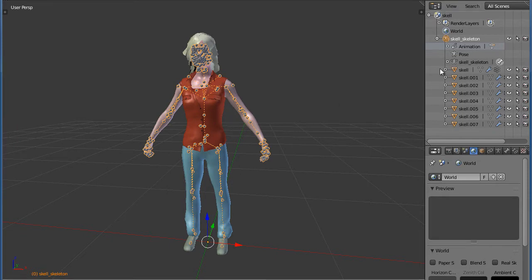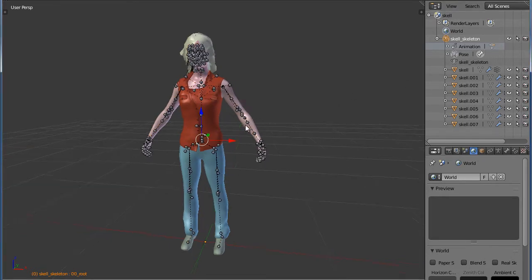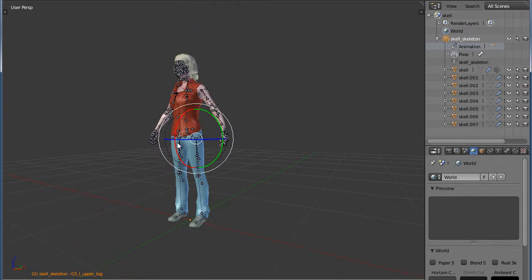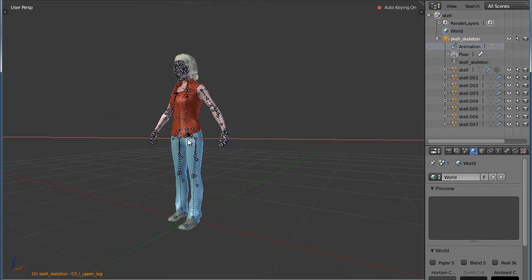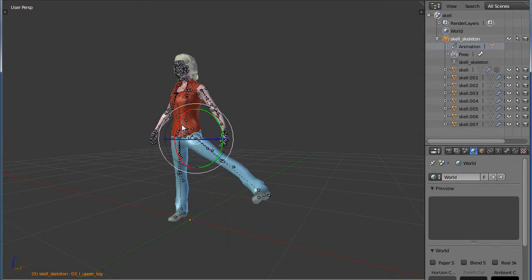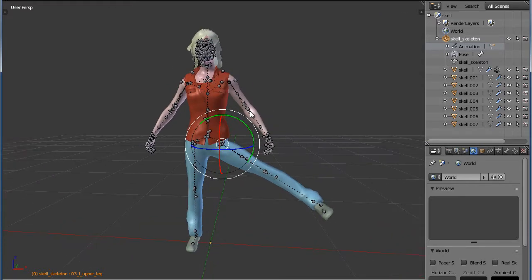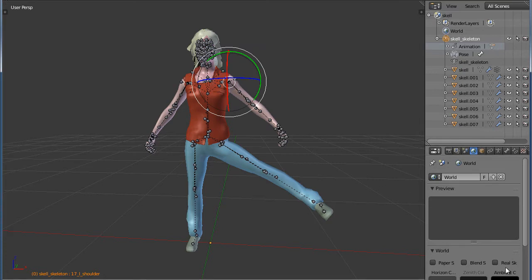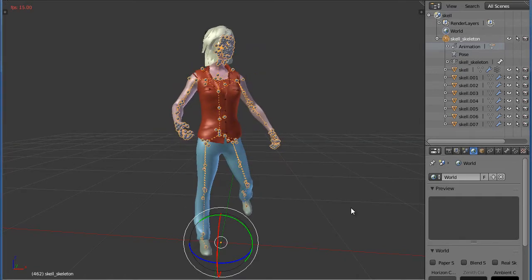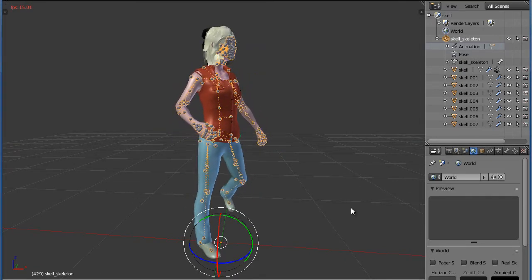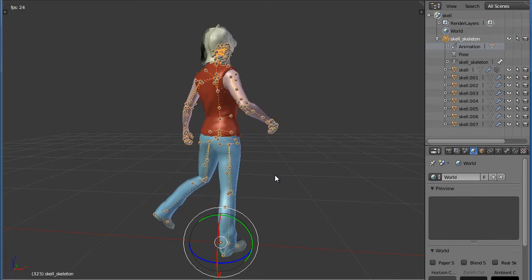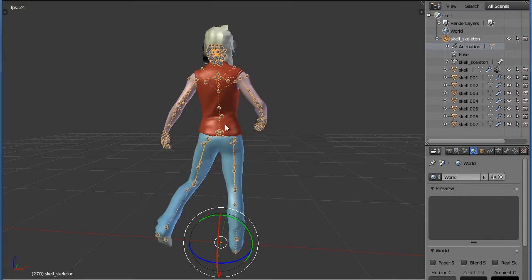So that's a full model. Let's try moving something. And yeah, it now works. Well, we can check other bones. It will work too. Okay. So in the end, we finally have a working skeleton with all the bones connected correctly to a model.